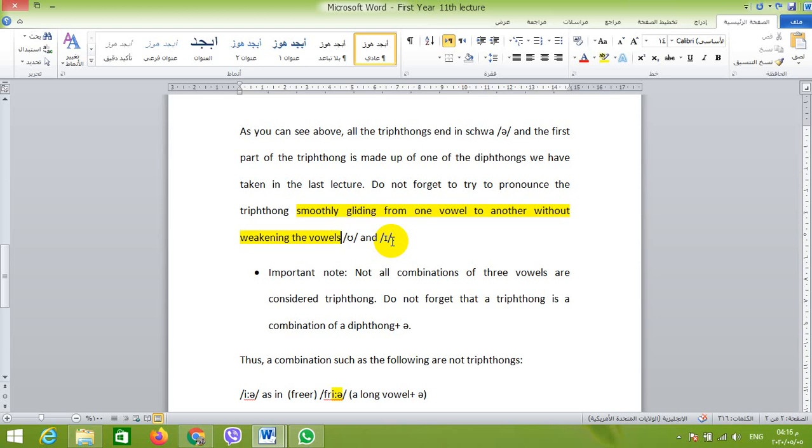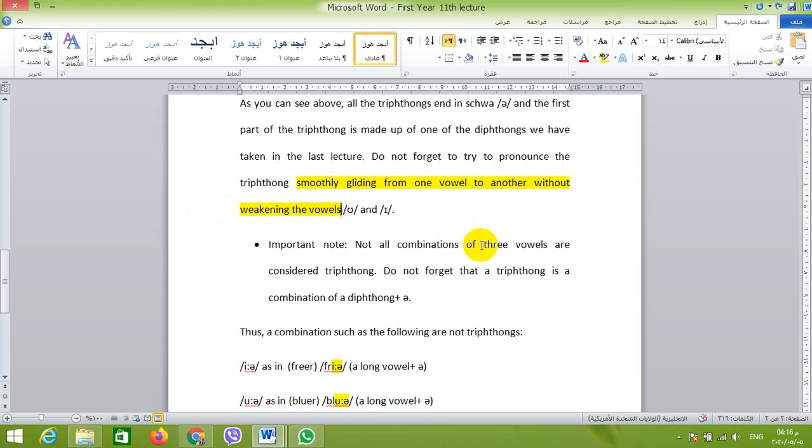Okay? So again, triphthongs all end in schwa, and the first part of the triphthong is made up of one of the diphthongs, and they should be pronounced smoothly, gliding from the first vowel to the second vowel to the third vowel. And be careful, don't weaken u or e.